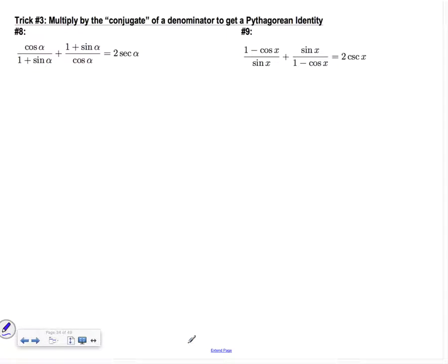All right. So the next trick, it says multiply by the conjugate of the denominator to get a Pythagorean identity. So that's what I was kind of talking about earlier. If you have something like 1 plus sine of alpha or x or whatever, sometimes you can multiply by the conjugate. So this is a very common trick. So what I'm going to do is I'm going to write my cosine of alpha, or you can write a if you don't like the alpha. And I'm going to actually multiply by its conjugate. I'm going to multiply by 1 minus sine of alpha.